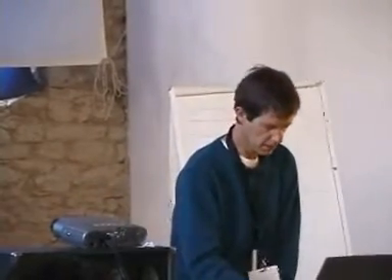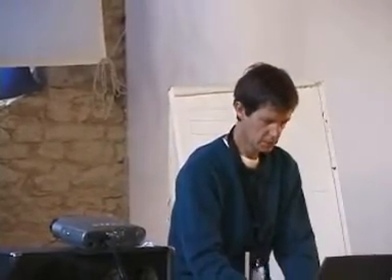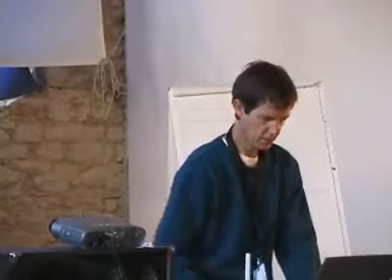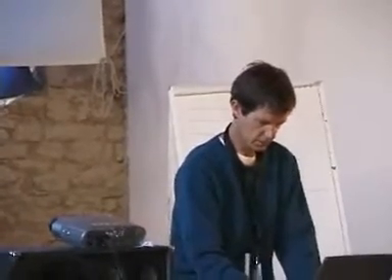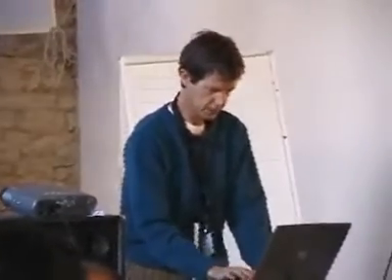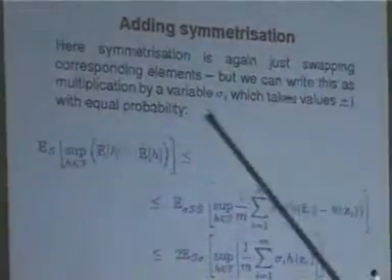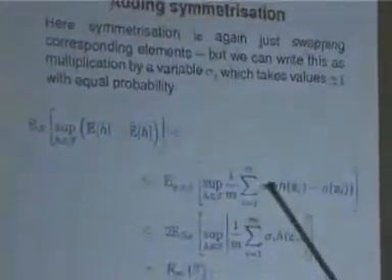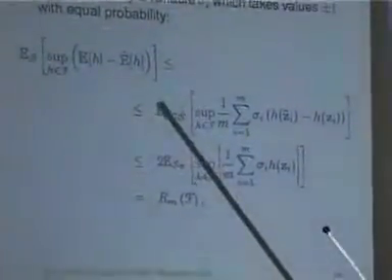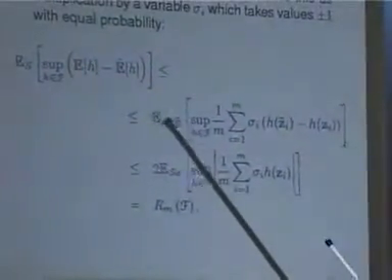So that's the next trick. Sorry, I've gone the wrong way, haven't I? Oh, yeah, no, that's right. So that's the next trick, is to just put in a sigma_i here, which is going to be a variable which can be plus or minus 1 with equal probability, and add that sigma into the expectation here.